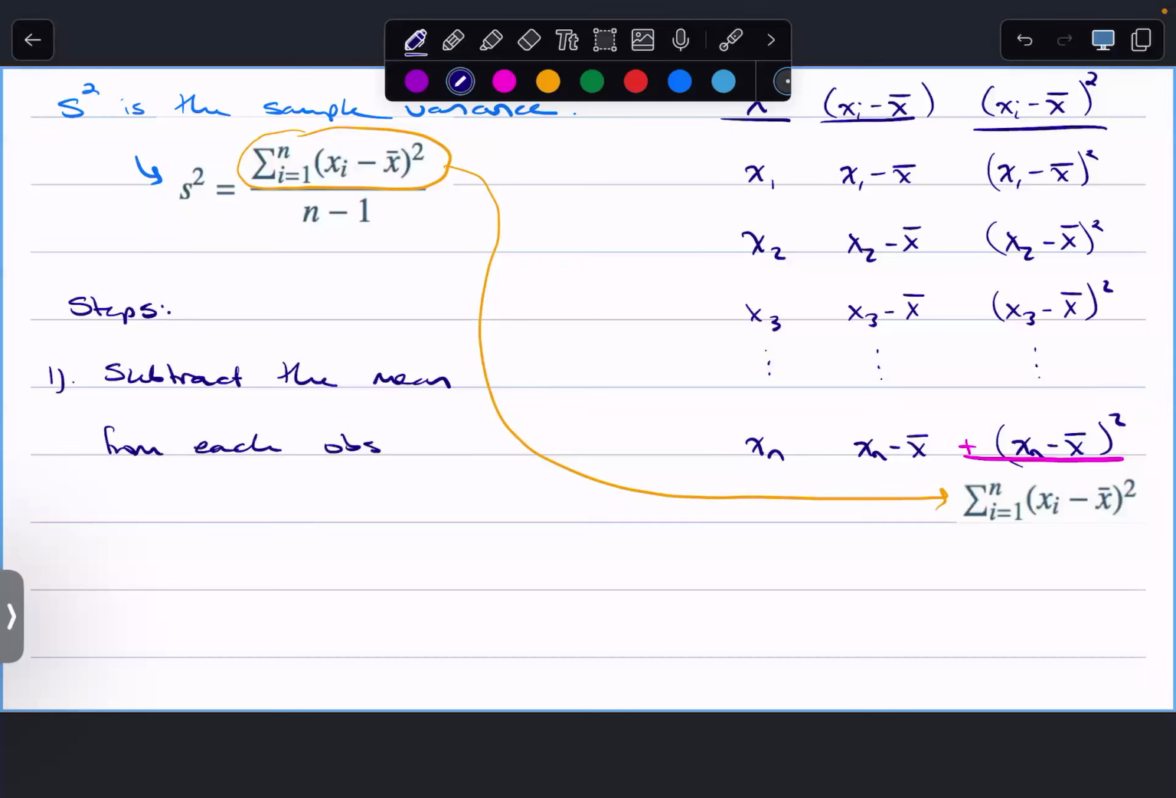From each observation, find the deviation. Implied deviation from the mean. Find from the mean.